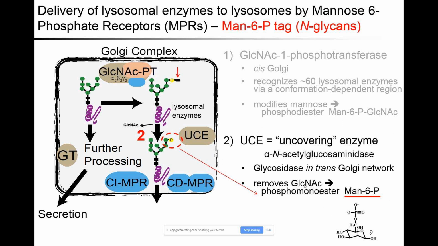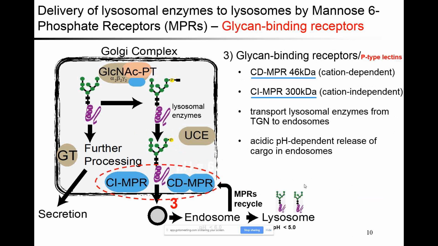So this is that unique tag that's placed on a lysosomal enzyme. This tag is then recognized by a receptor. These are P-type lectins, and I mentioned there are two of them. They're called mannose-6-phosphate receptors. One is a smaller one, and one is a larger one. These are integral membrane proteins that are able to recognize that mannose-6-phosphate tag that's found only on these lysosomal enzymes.